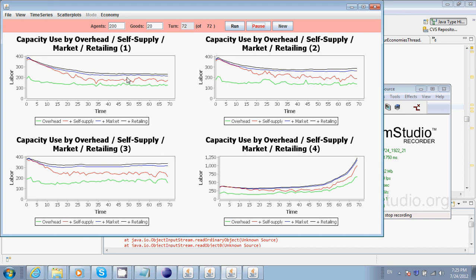And then it's hard even to see it, but the little gap between the blue line and the black line above that is what's devoted to the retail sector. So it's devoted to trading goods, buying and selling. And so those are the 4 things that are done with capacity in this economy.